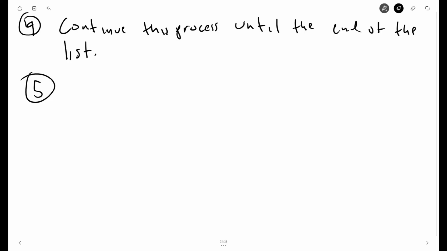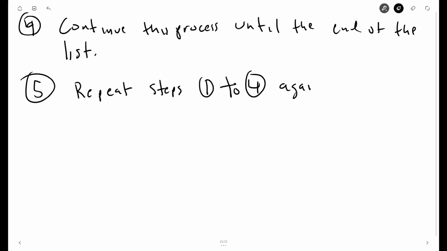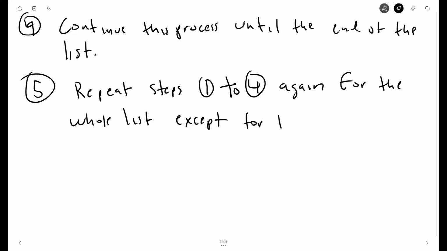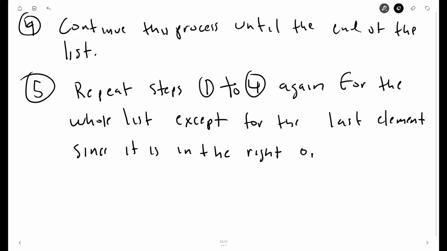Number 5, repeat steps 1 to 4 again for the whole list, except for the last element, since it is in the right order place.